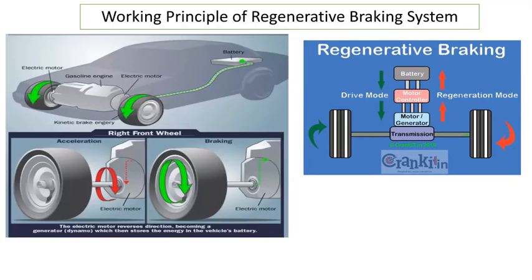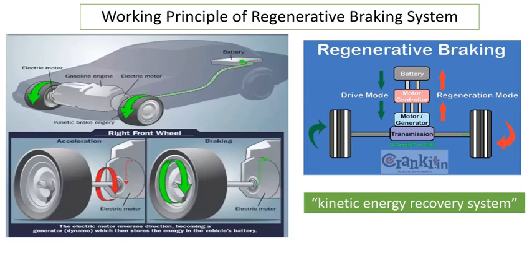In a regenerative braking system, the electric motor has a dual function. When it runs as a motor, it converts electric energy supplied by the batteries into kinetic energy which drives the wheels. However, while braking, it runs in the opposite direction and becomes an electric generator. It converts the loss of kinetic energy into electrical potential energy. This is why it is also known as a kinetic energy recovery system.